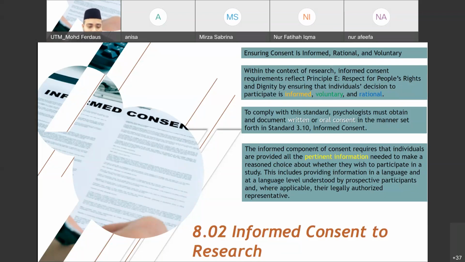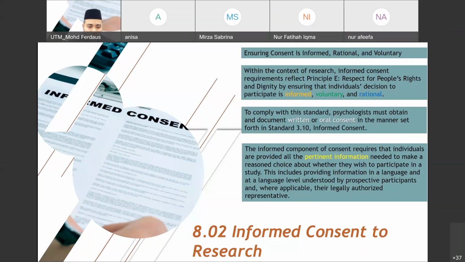It must be voluntary. Say for example, you are a lecturer, a teacher, and you ask your students to answer your survey. If your students are reluctant to answer the survey, you cannot force them to participate in the survey or in the study. It must be informed, it must be rational, and it must be voluntary. Within the context of research, informed consent requirement reflects Principle E, which is respect for people's rights and dignity, by ensuring that individuals' decision to participate is informed, voluntary, and rational.